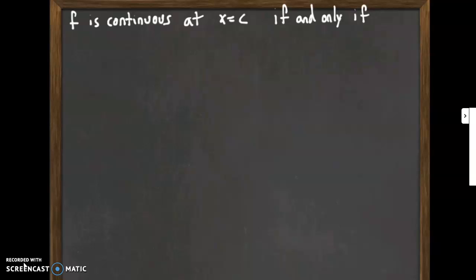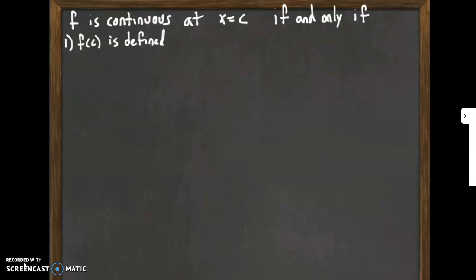And so those examples are important to look at because that's going to lead up to what we're now going to talk about, which is the formal definition of continuity. It gives us a way to check to see whether something is continuous. So f is continuous at x equals c if and only if, and there are 3 conditions that need to be met. First is that f of c has to be defined.